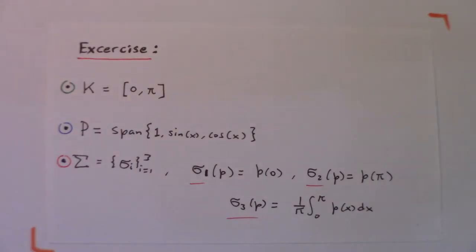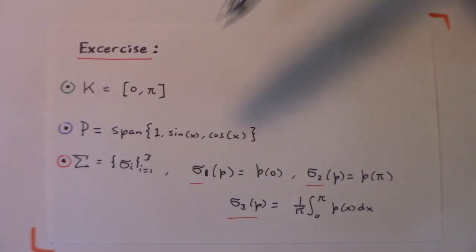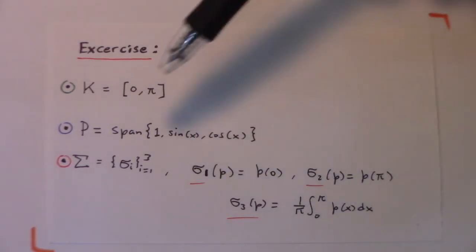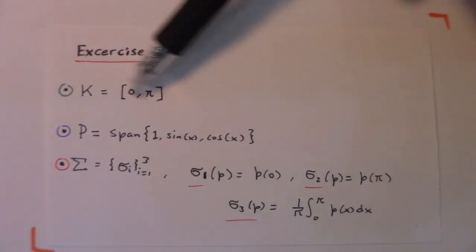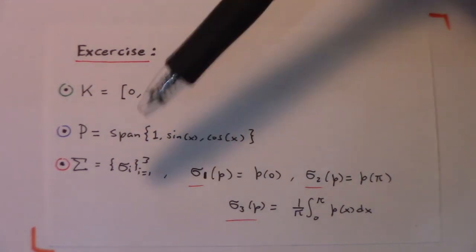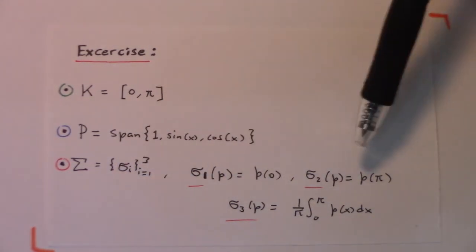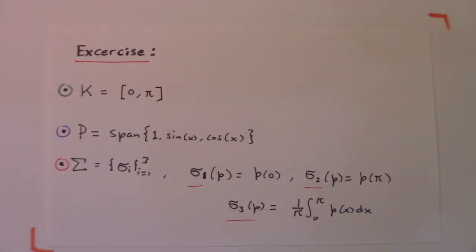Lastly, I just want to provide you with a problem you can try for yourself. This is an exercise, and you should determine if this is or is not a finite element. It's a line interval. K is this interval 0 to pi, P is the span of these functions, and your sigma i functionals are given here. You can go ahead and see if that is, in fact, a finite element.